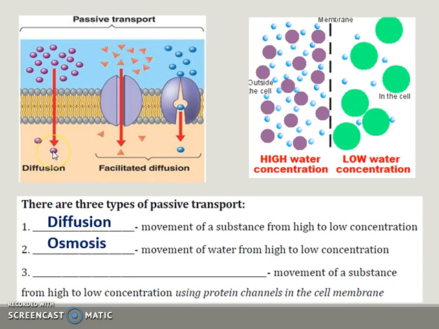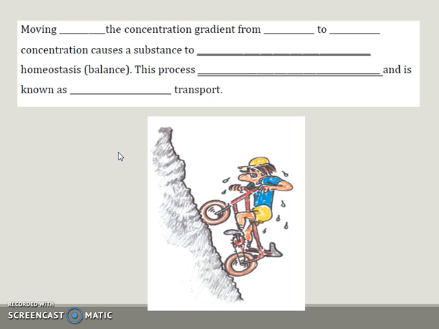And the last one would be facilitated diffusion, which is the movement of a substance from high to low concentration. Again, same definition as diffusion, except this one is using a protein channel in the cell membrane. So these are going to need a little bit of help. And they're going to be using a protein channel to go from high concentration to low concentration. Okay, now moving against the concentration gradient.